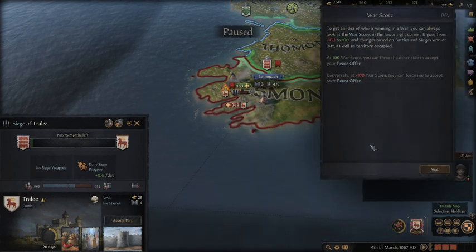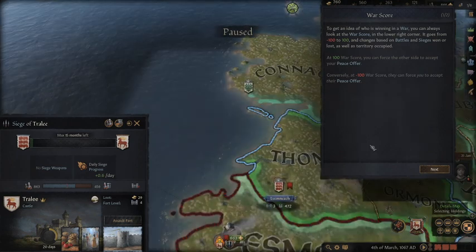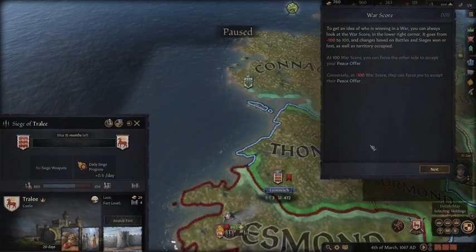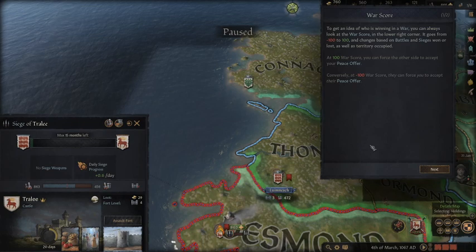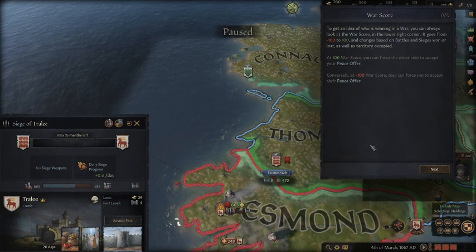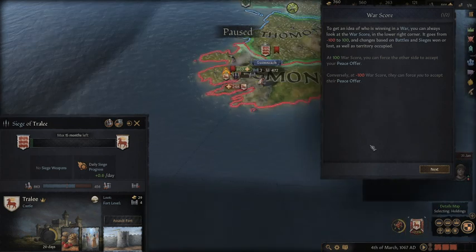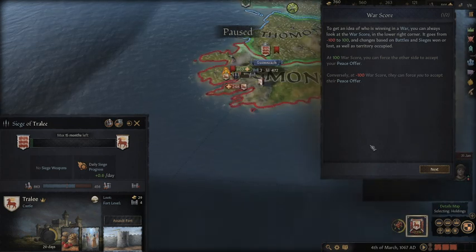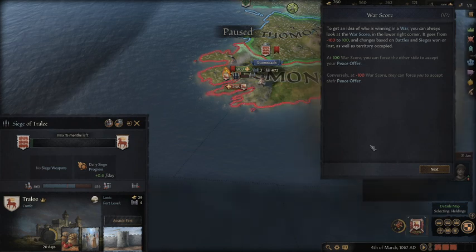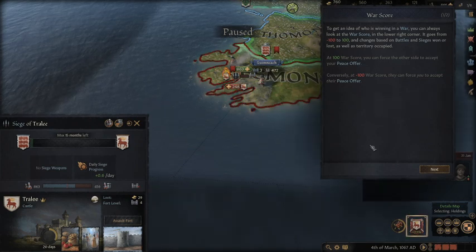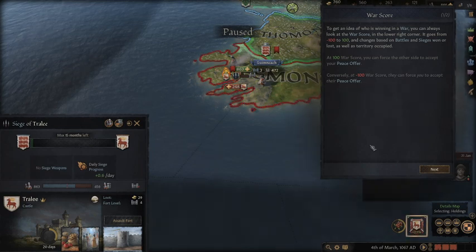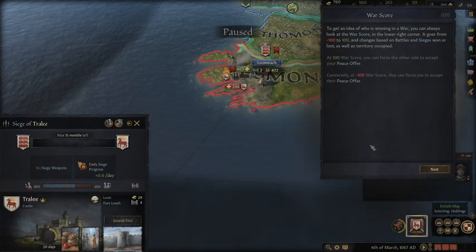To get an idea of who's winning a war, you can always look at the war score in the lower right-hand corner, here 23%. It goes from negative 100 to positive 100 based on battles and sieges won or lost, as well as territory occupied. At 100 war score, you can force the other side to accept your peace offer. Conversely, at negative 100 war score, they can force you to accept their peace offer.